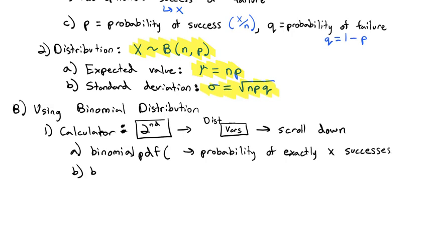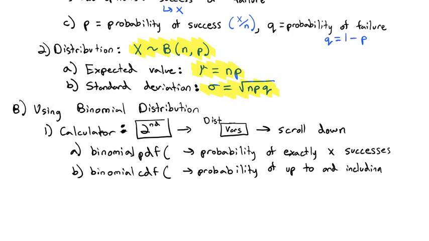The one below it we'll also use is called the binomial CDF. And the C in there stands for cumulative distribution function. That tells us the probability of up to and including x successes.